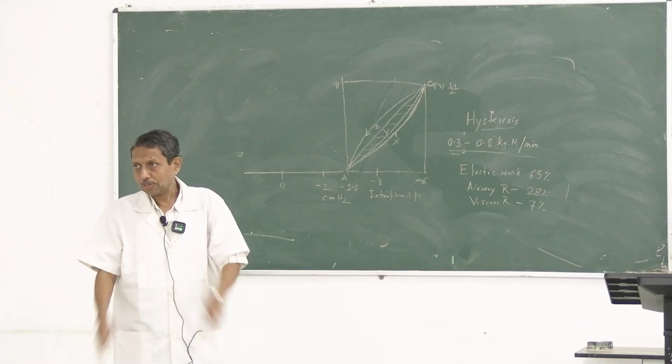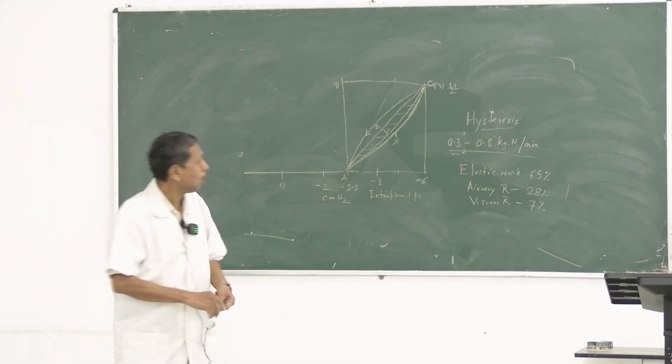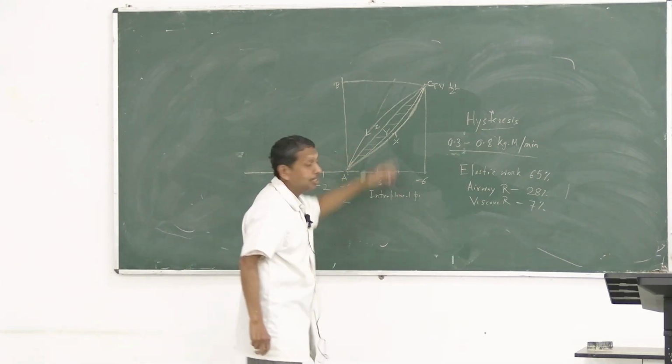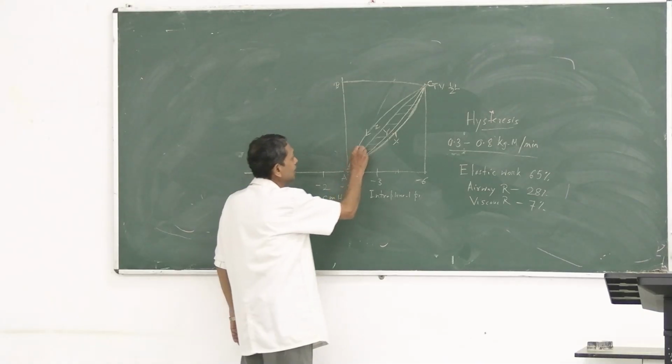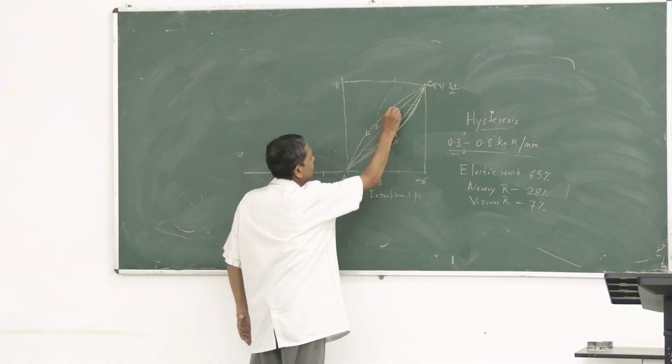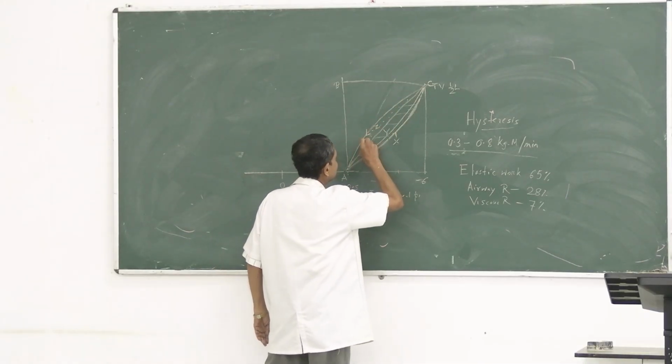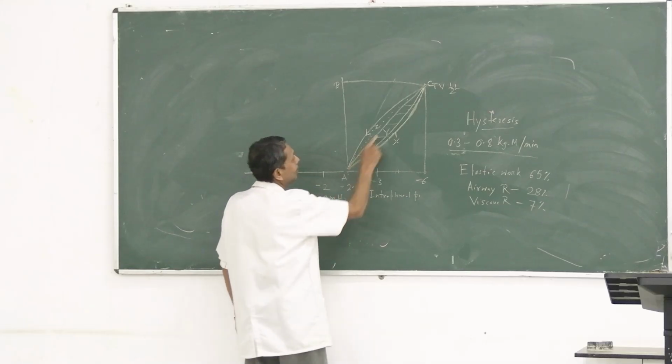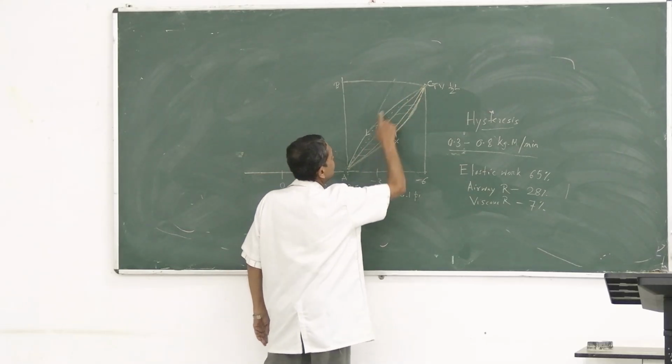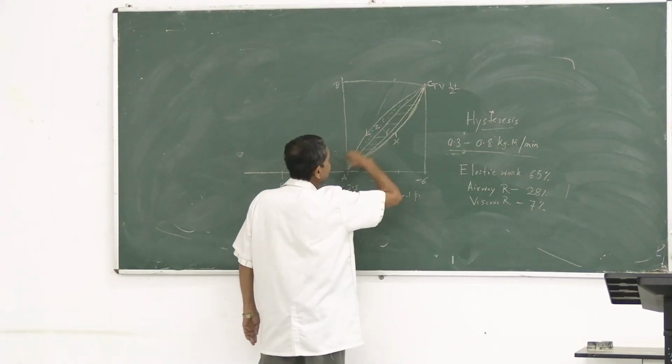Because the chest wall has tried to expand and the lungs are trying to collapse. And this collapsing tendency is sufficient. The work done during expiration is this area A, Y, C, Z, A, and it is falling within the ABC.